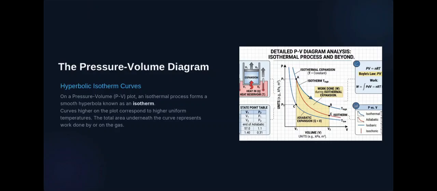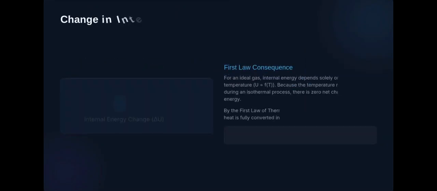Pressure volume diagram. On a PV indicator diagram, an isothermal transformation plots as a smooth hyperbolic curve called an isotherm. Higher curves represent higher absolute temperature. The total area underneath the isotherm between V1 and V2 represents work done.